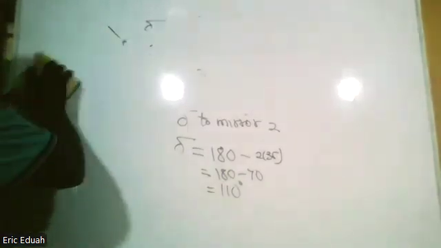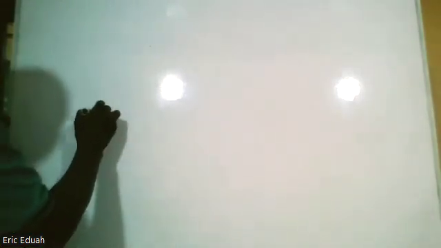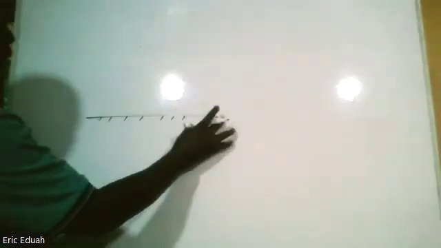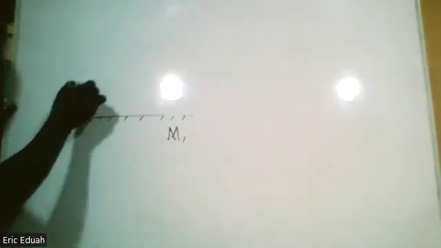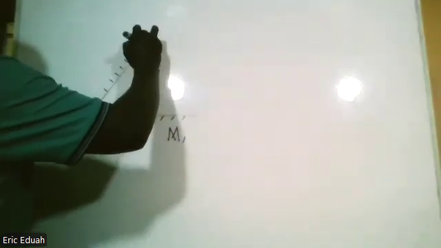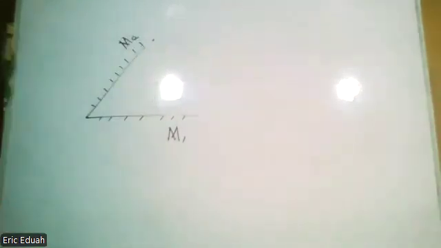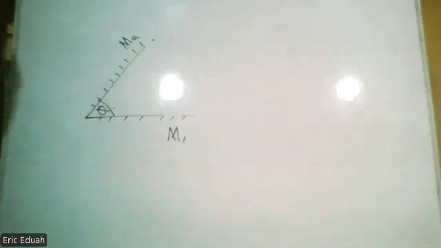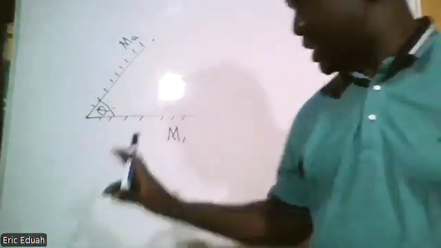In the first question, the 2 mirrors were perpendicular, meaning they make an angle of 90 degrees between them. In the second question, the angle between them is theta. I'm using this to be M1, this is M2, and the angle between them is theta. So that's the first information of the question. We have the two mirrors inclined at this angle.